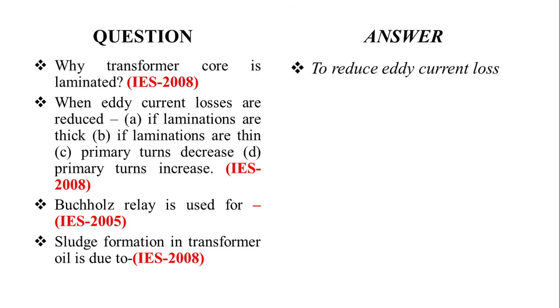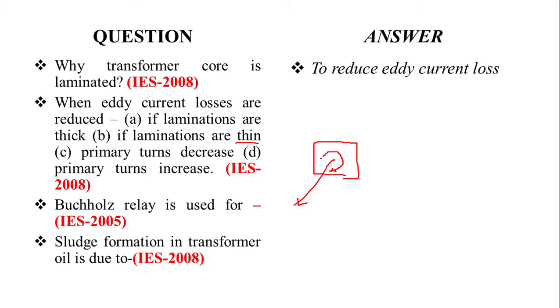Next question is when eddy current losses are reduced: if laminations are thick, if laminations are thin, primary turns decreases, primary turns increases. Here answer is if laminations are thin. Why? Suppose this is unlaminated core. In that case, this is flux density B and this is area enclosed by the eddy current loop. So why eddy currents are induced? These are induced due to Faraday law of electromagnetic induction.